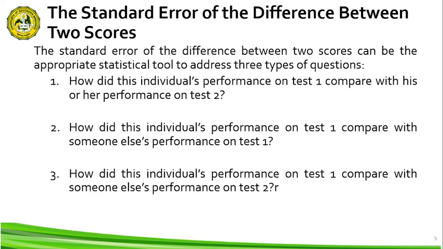So the standard error of difference between two scores can be the appropriate statistical tool to address three types of questions. So what are these questions? First question is, how did this individual perform on test 1 compared with his or her performance on test 2? The next question is, how did this individual perform on test 1 compared with someone else's performance on test 1? And number 3, how did this individual perform on test 1 compared with someone else's performance on test 2?